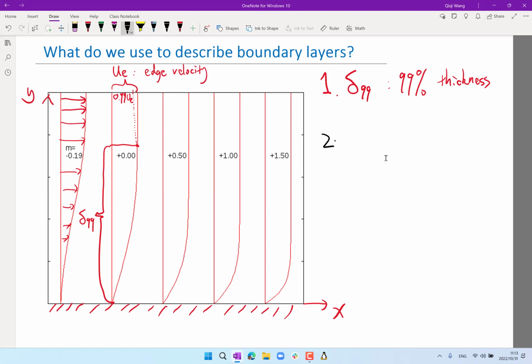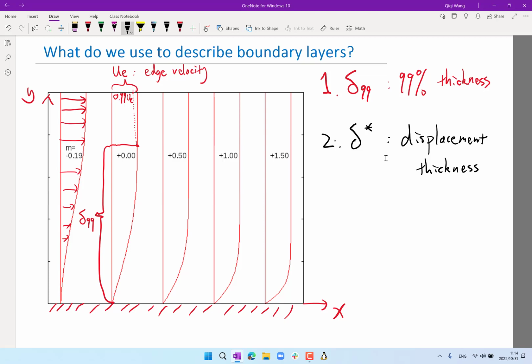Okay, so the second definition is what we usually call delta star, the displacement thickness. What does that mean? Let me first describe it in mathematics, and then we'll illustrate in this plot why we are defining this particular metric.